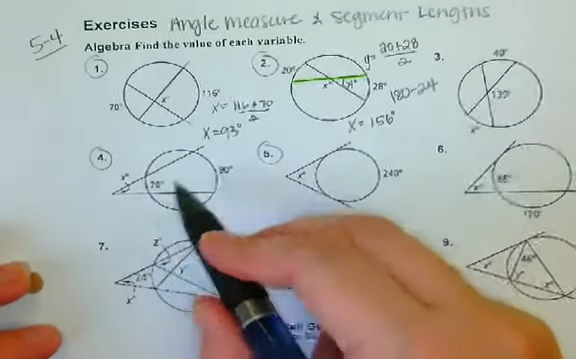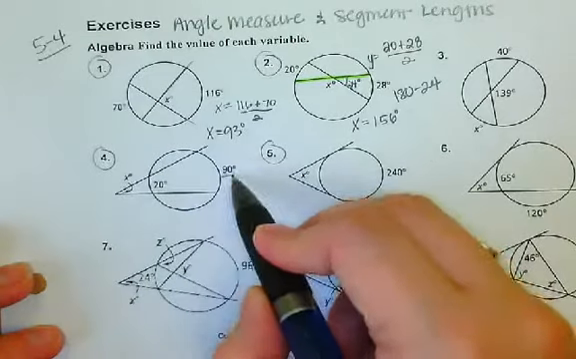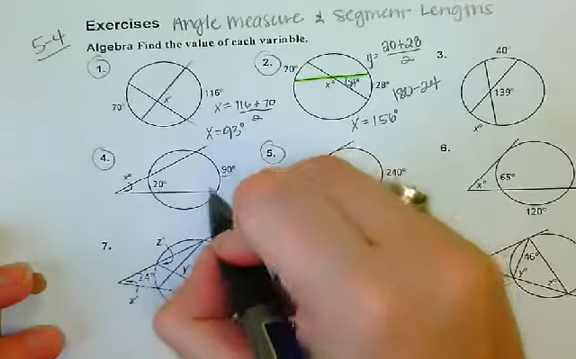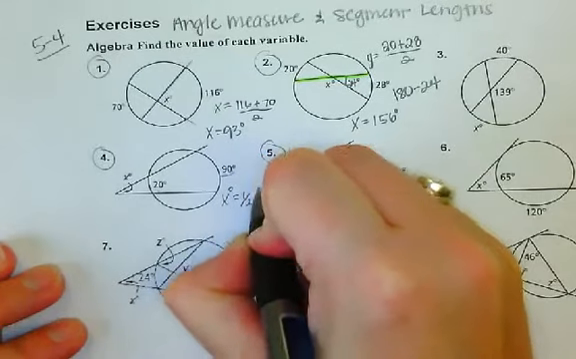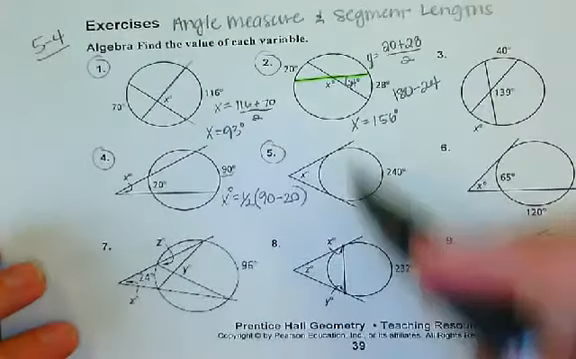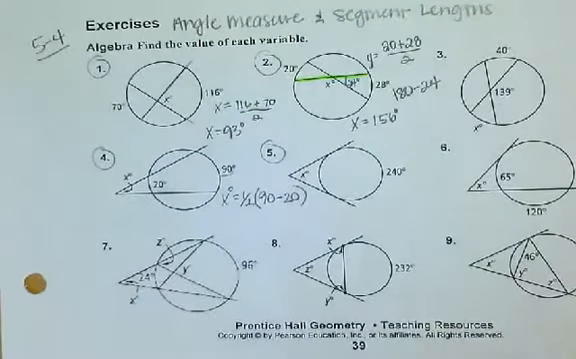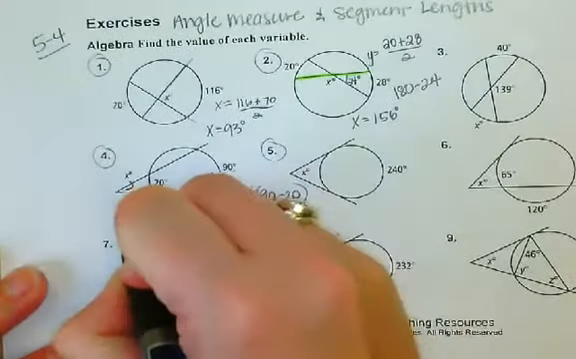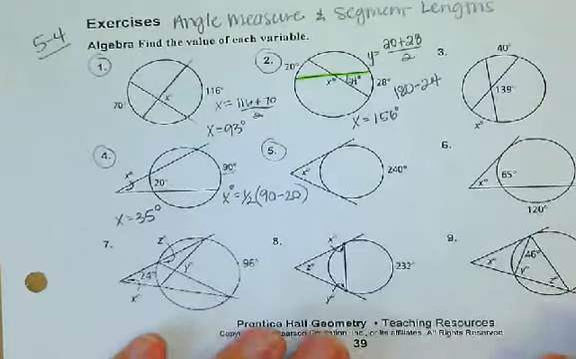So my theorem for 4, I have to take these two pieces here and subtract them. But what I have to remember is I have to subtract the larger arc first. So x degrees is equal to 1/2 of the larger arc minus the smaller arc. So 90 minus 20 divided by 2, x is equal to 35 degrees.